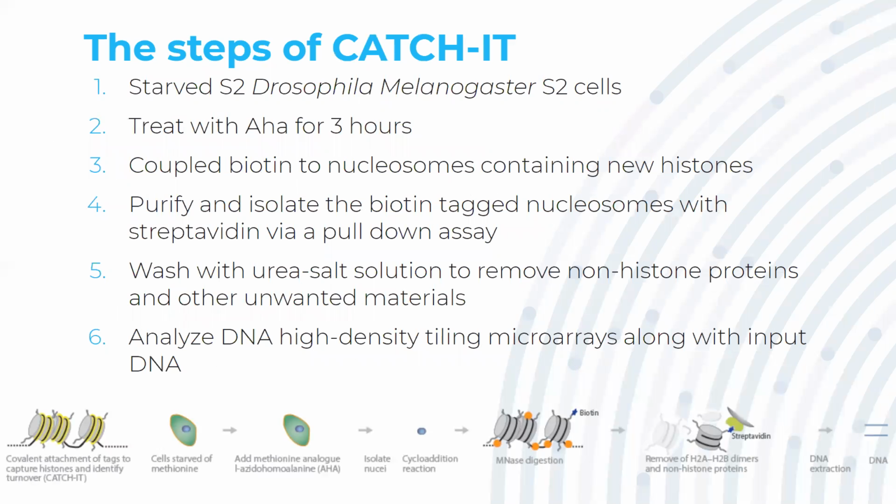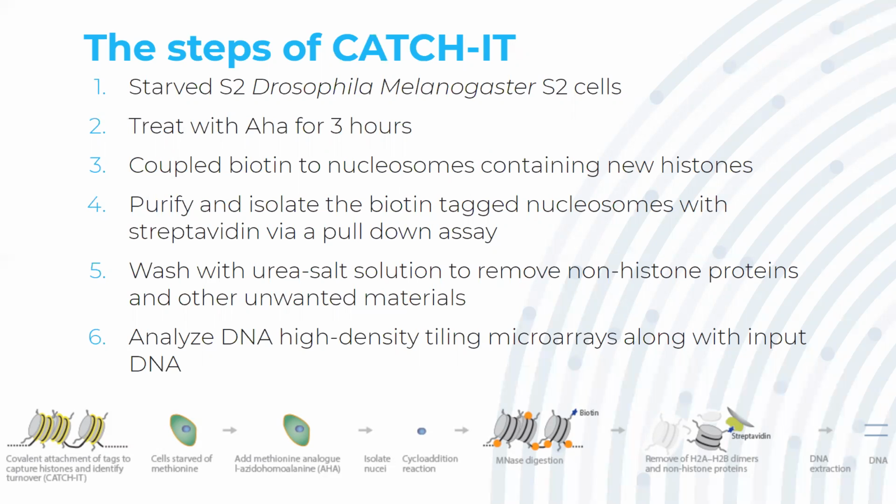And then the steps of KETCHIT. So to measure the turnover rates, S2 fruit fly cells were starved of methionine, and then they were treated with azidohomoalanine for 3 hours. Then they coupled biotin to the nucleosomes containing the new histones via a cycloaddition. The next step was to purify with streptavidin in order to isolate the biotin-tagged nucleosomes.